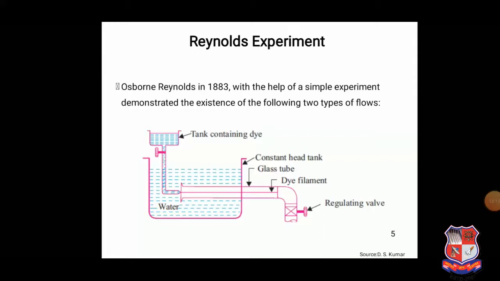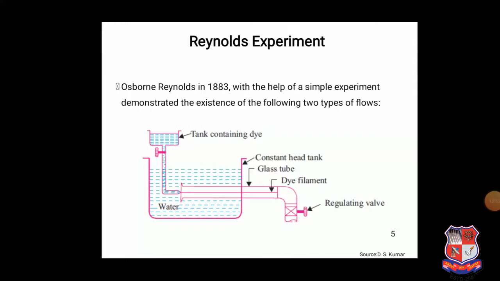But if I open and close the valve, then a situation arises for velocity fluctuation. Okay, then the liquid dye was introduced into the flow at the bell mount through a small tube, which is shown in the figure. You just see at the tank, near the tank there is a constant head tank. Constant head tank means this is my allowable capacity to store the water. Then this is the glass tube through which the water is passing, and it will get delivered to the atmosphere.